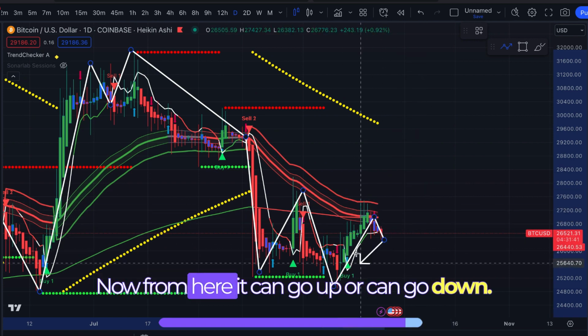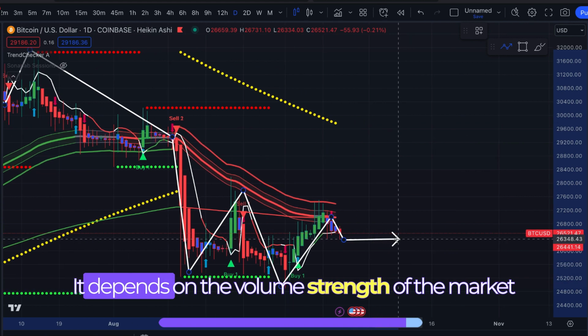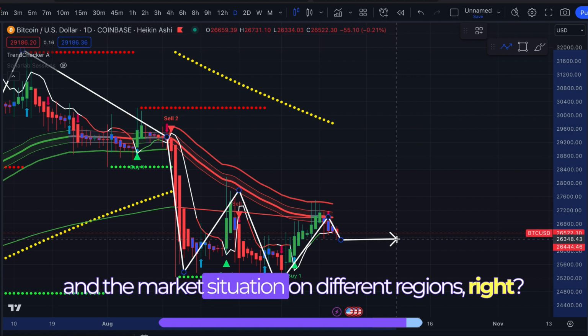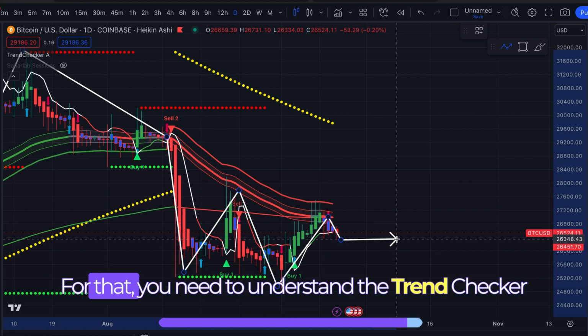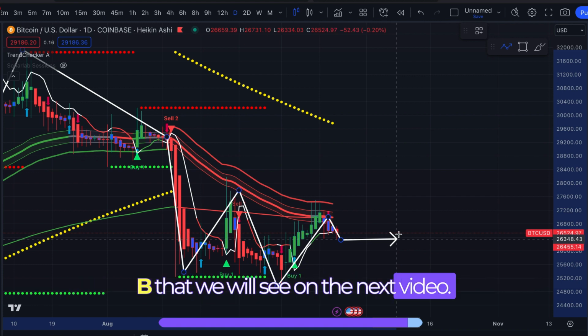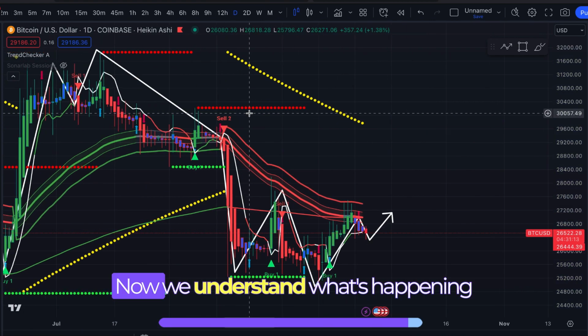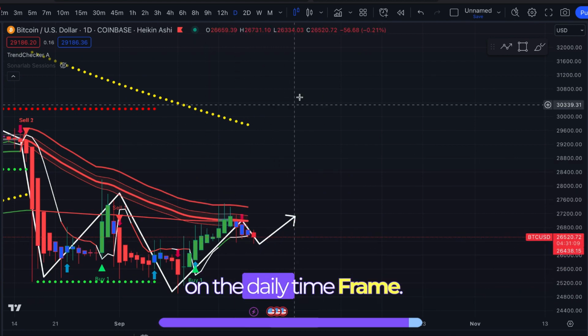Now from here it can go up or it can go down. It depends on the volume strength of the market and the market situation in different regions, right? You can predict from the candle what might happen. For that you need to understand the Trendchecker B that we will see in the next video. For now we look at different time frames. Now we understand what's happening on the daily time frame.